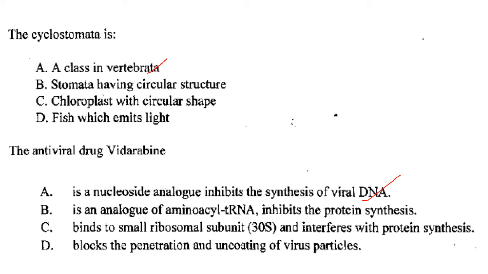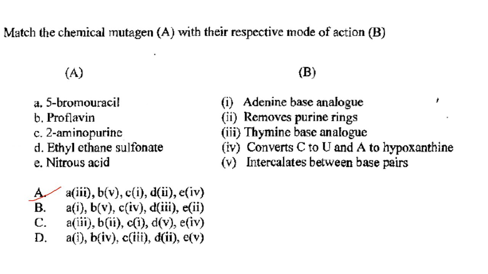Then cyclostomata is a class in vertebrates. Answer is option A. Then antiviral drug vidarabine is a nucleoside analog, inhibits synthesis of viral DNA. So answer is option A.